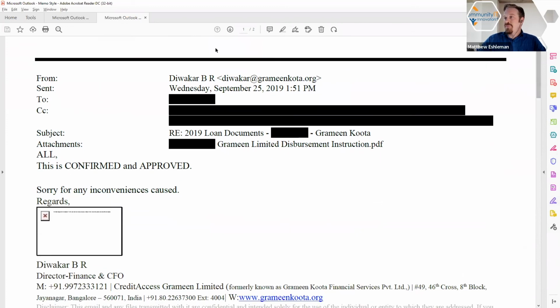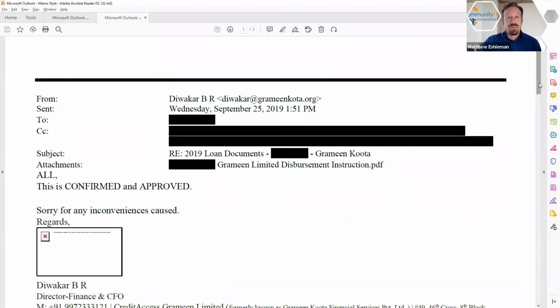So again, we actually have this from Grameen Kota. This is confirmed and approved. They went through the whole process, and multiple parties reviewed and approved this before it was stopped at our client, who had more sophisticated financial controls that required significant process changes if a wire address was changed. It was stopped at the last minute when somebody was getting ready to do the final checks.